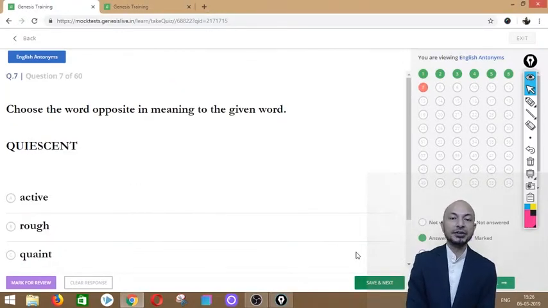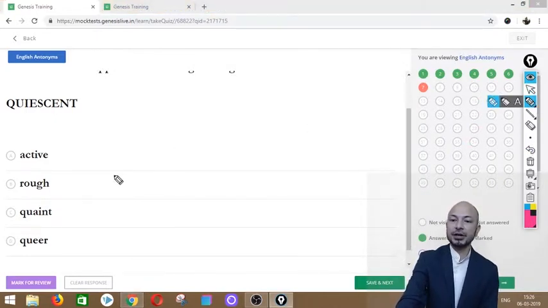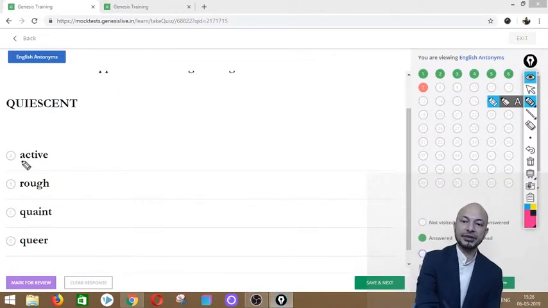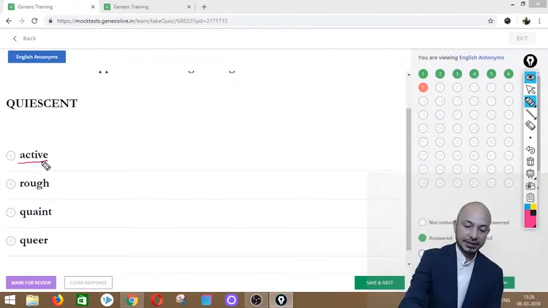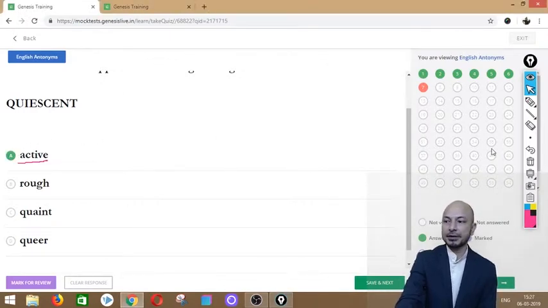So coming to question number 7, the word is quiescent, and the options given are active, rough, quaint, and queer. And our answer is going to be option A, which says active. Quiescent is inactive, dormant, which doesn't move, and active is just the opposite of that, something which is not dormant, very active. So we click on option A.